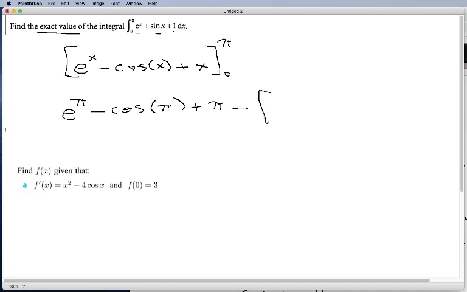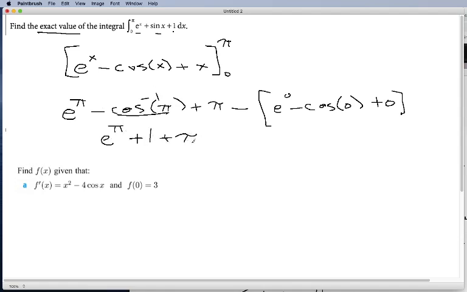And of course we have to subtract that with putting the lower limit in. So you have e to the 0 minus cos of 0 plus 0. And now you have to just watch your signs. And you have to know the unit circle. Cos pi is negative 1. So you'll have a negative. So you're going to have e to the pi plus 1 plus pi.